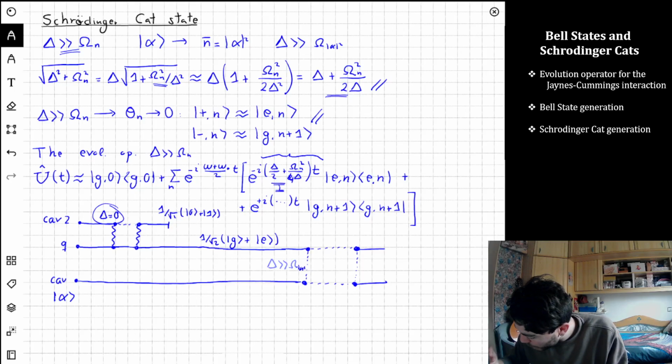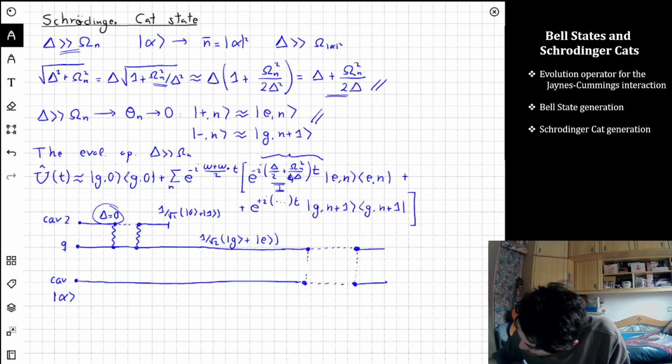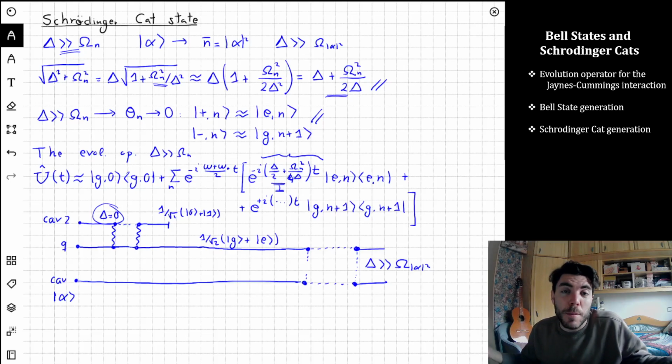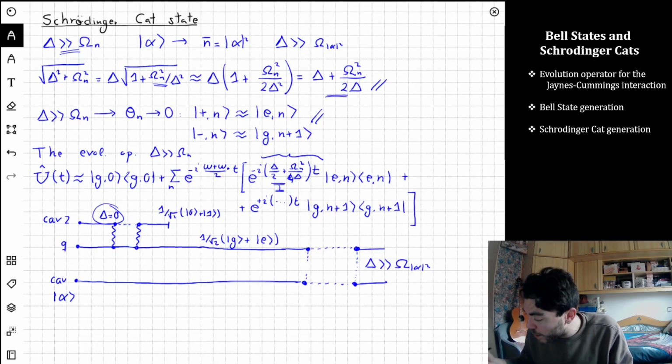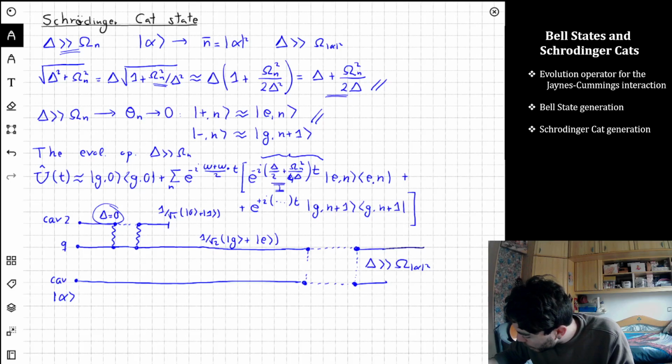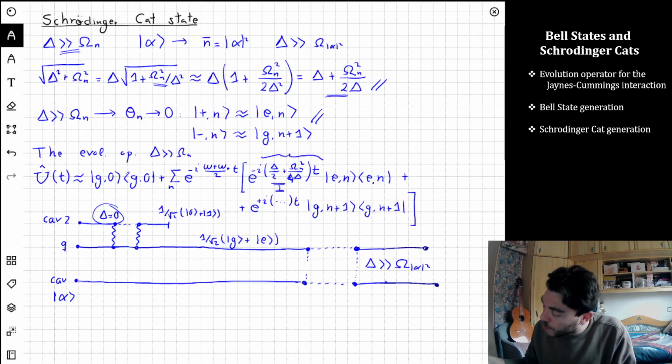Let me write it better, because maybe you don't see. So I'm assuming that here the detuning is much bigger than omega alpha squared, where alpha is the coherent state, the mean number of photons in the coherent state. So I'm assuming basically that the detuning is very big. And then, well, let's see what happens to the cavity and to the atom.